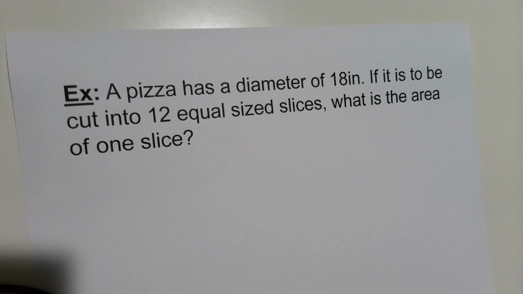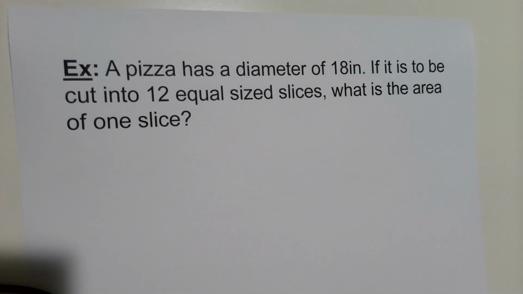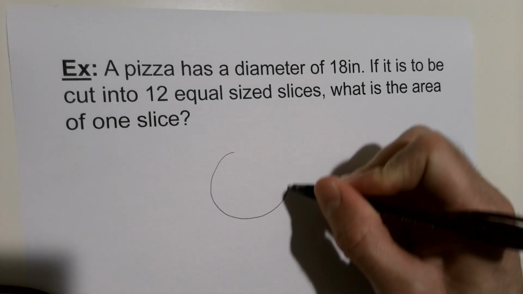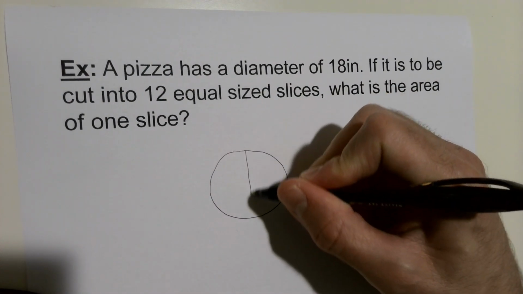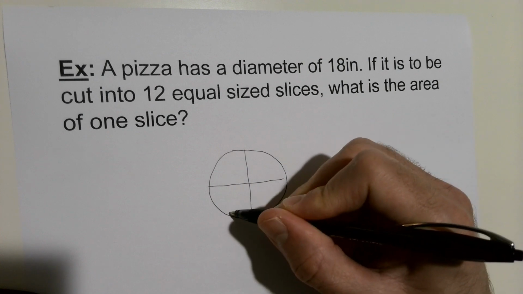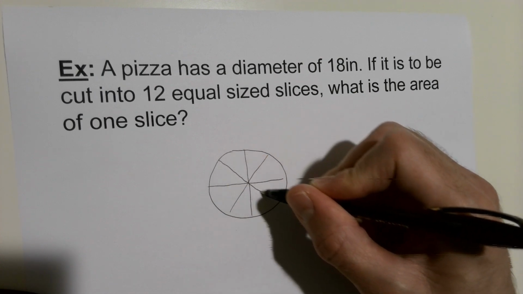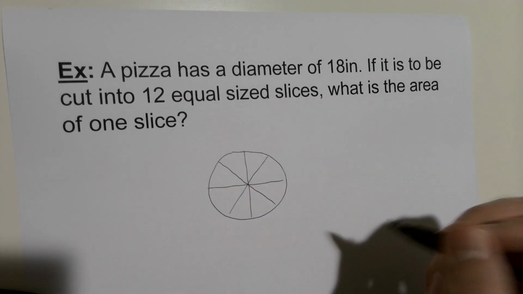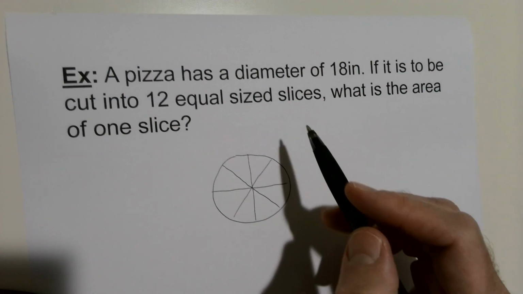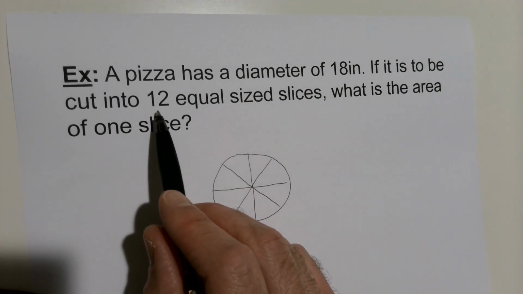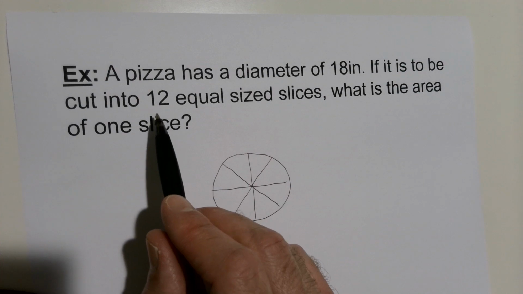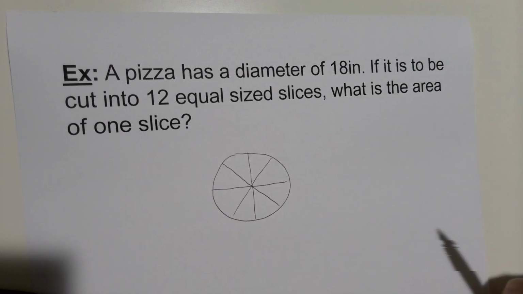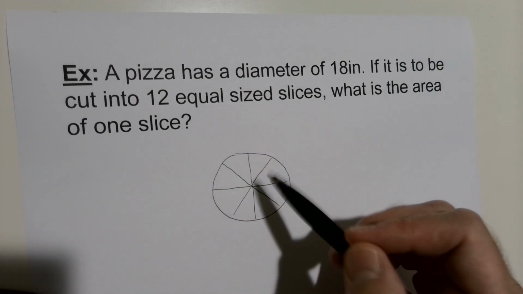We have a pizza with a diameter of 18 and it's supposed to be cut into 12 equal sized slices. What's the area of one slice? So here's our pizza. We're going to slice that thing a whole bunch of times. Okay, so that's 8, and then we can keep going and going. Oh, I'm sorry. Supposed to cut it into 12 equal size slices, not 18. So we're going to cut that.